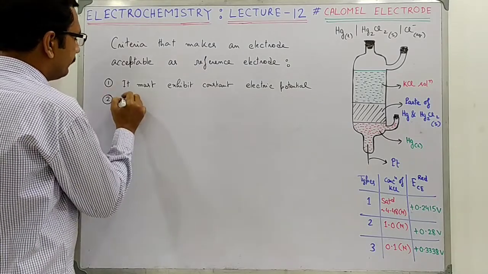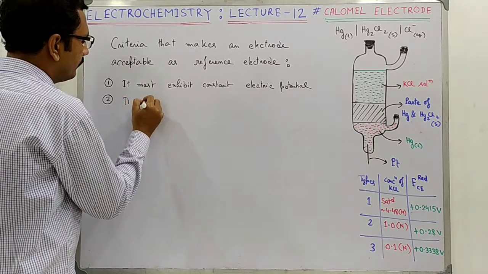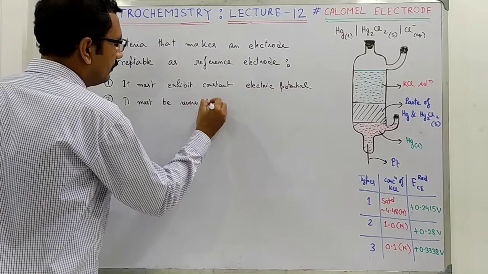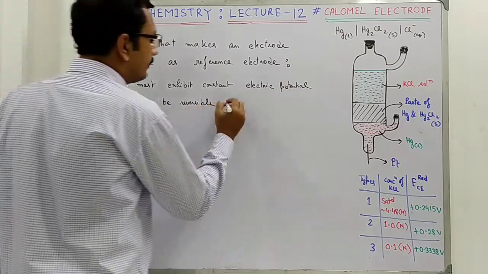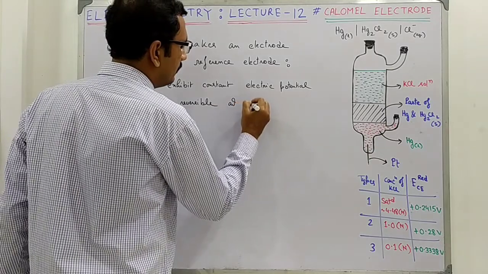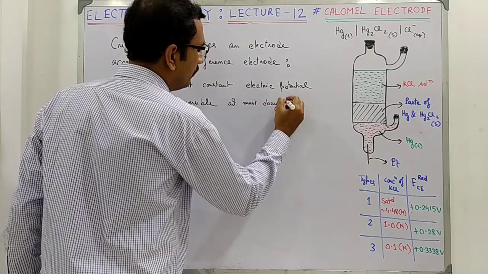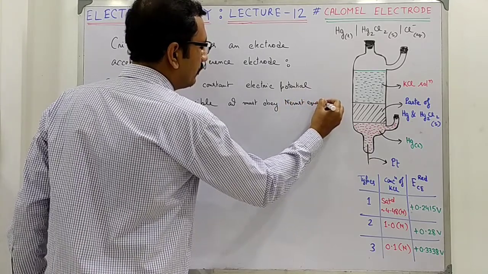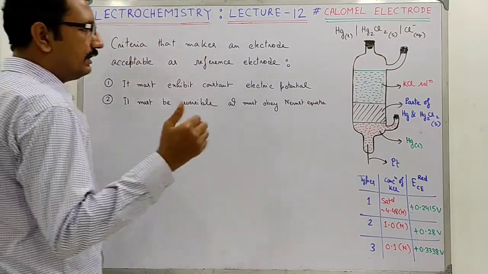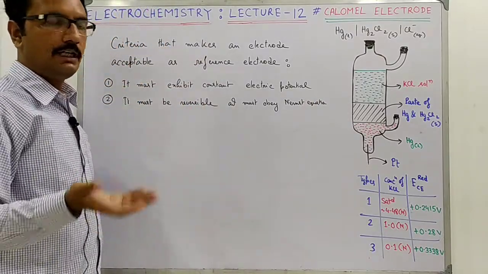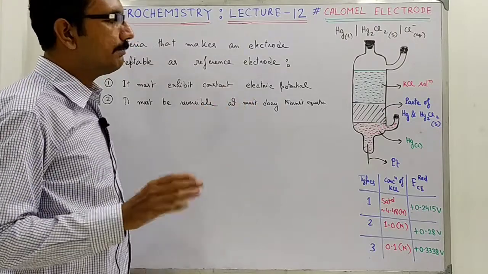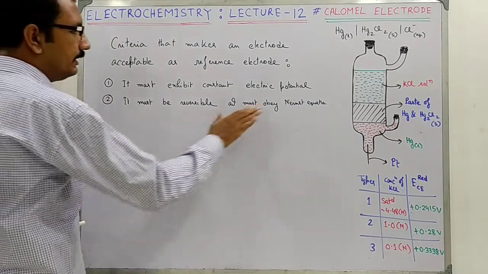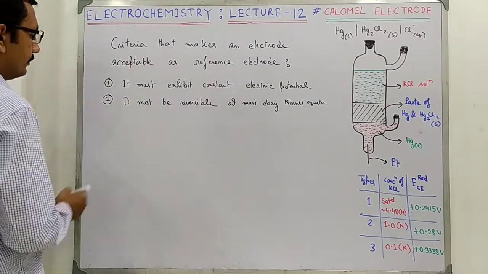Now secondly, it must be reversible and must obey the Nernst equation. So the reaction that is occurring within that half cell must be reversible, and we must be able to apply the Nernst equation without any hesitation. So there is no problem in using the Nernst equation for that electrode.